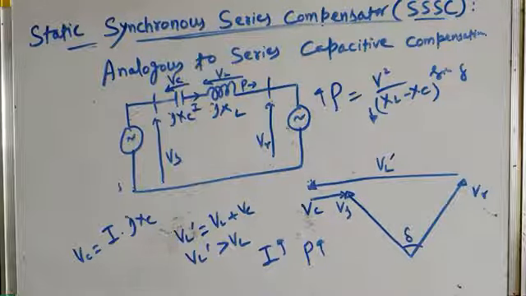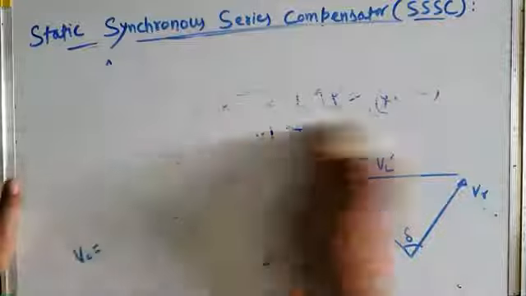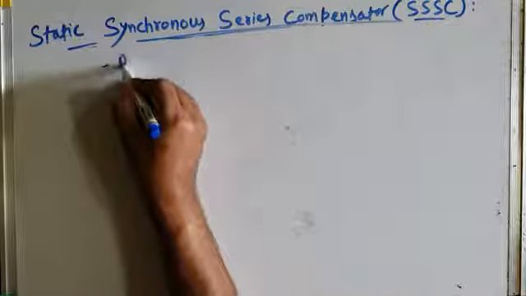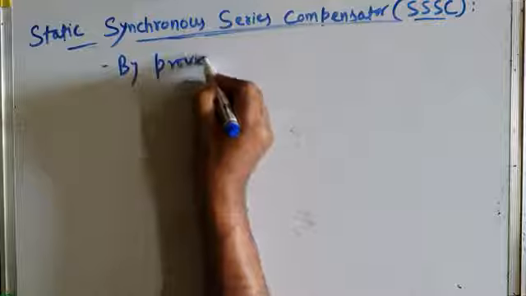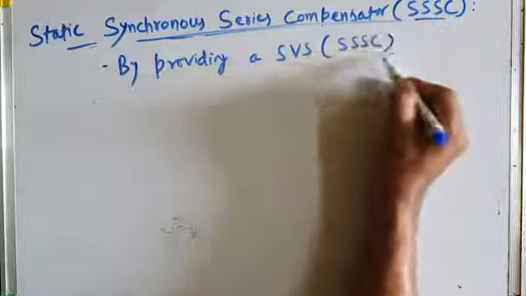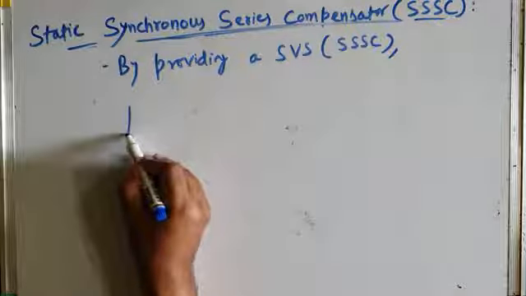Similarly, if we replace this capacitor by a static synchronous series compensator, which is basically a voltage source inverter, that voltage source inverter acts as a synchronous voltage source, and that SSSC works in the same way as series capacitive compensation, of course with some differences that I'm going to discuss with you. So in a similar way, by providing a synchronous voltage source with the SSSC converter, now our system becomes like this.